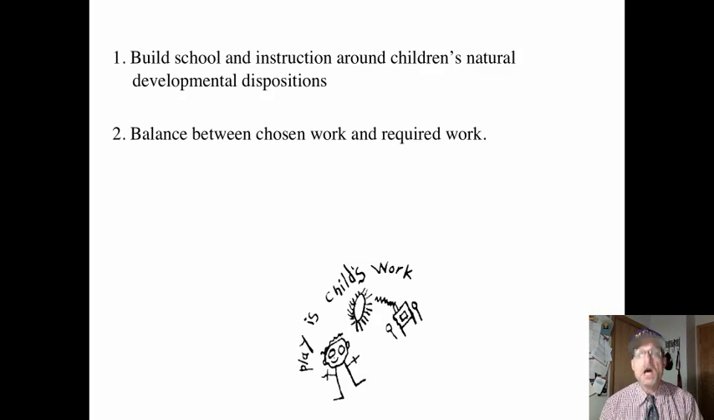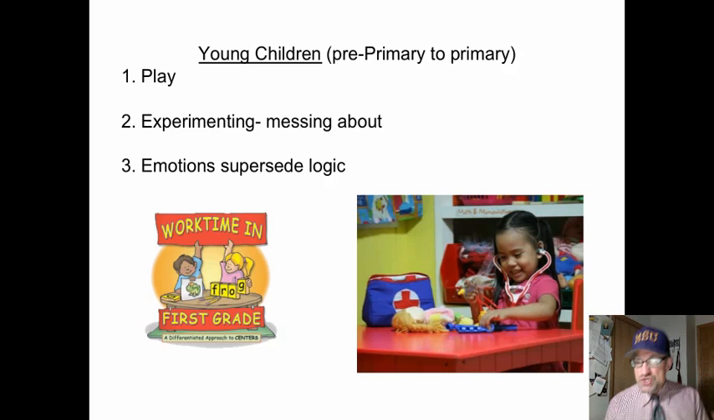In a developmentally appropriate school, there is always a balance between chosen work and required work, meaning children get to make some choices. Not all the time, but some choice, a balance between what they want to learn, how they want to learn, how they want to demonstrate their learning.